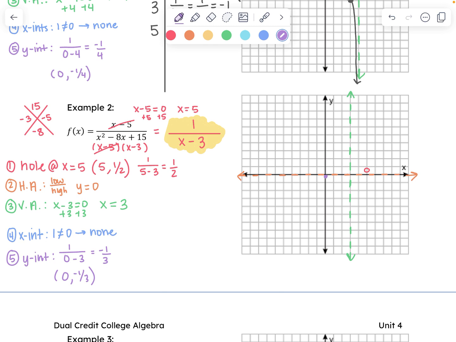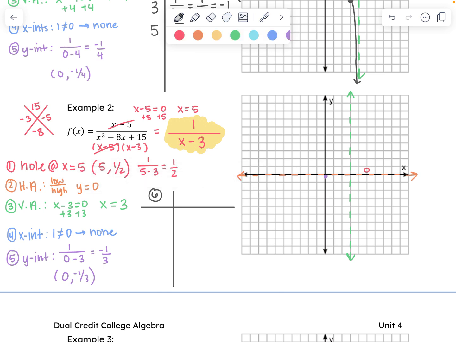Okay, this time I've got a point and a hole, so that's a little bit more than we had last time. But we still need some more points to help us, because remember, you need at least 3 points when you draw a graph for this class. So let's make a table and get some more points.